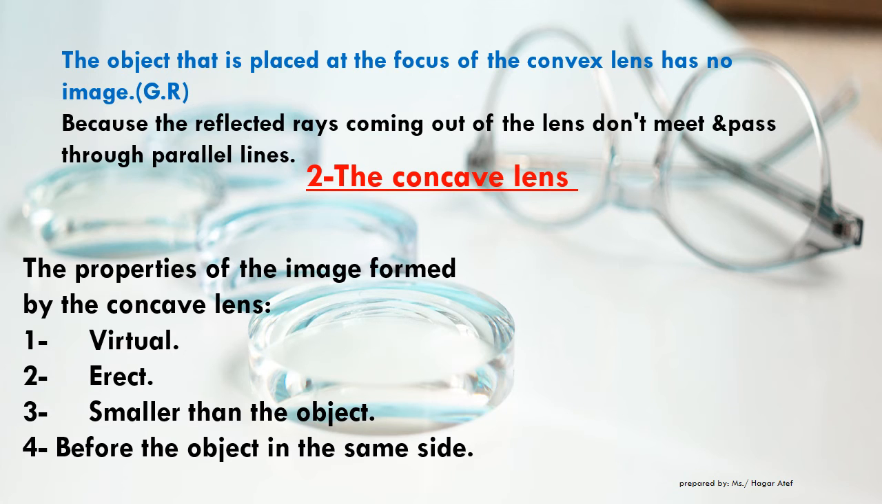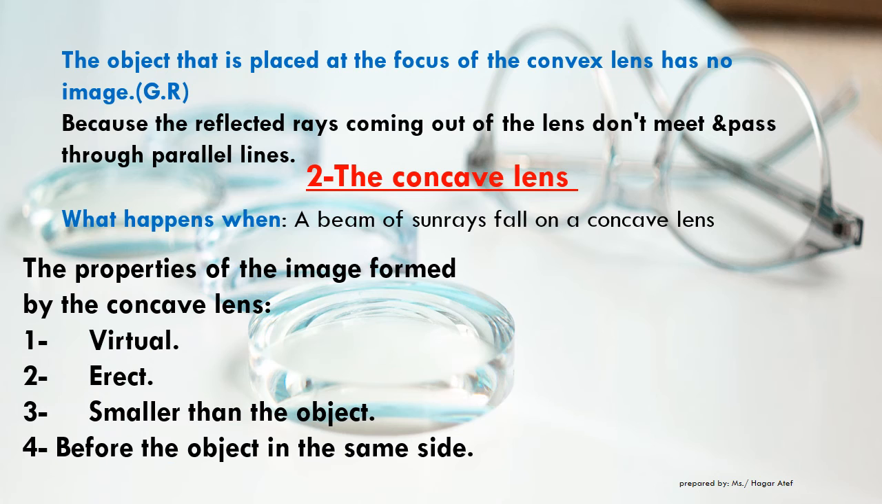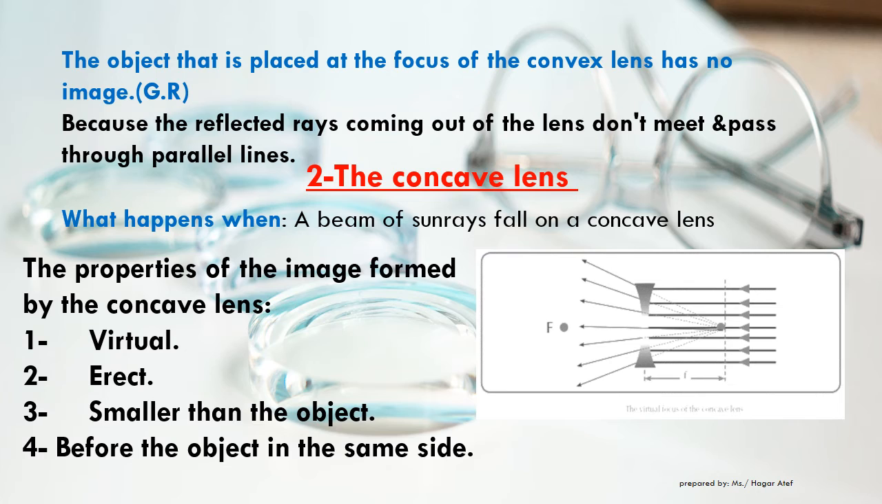Number 2, the concave lens. What happens when a beam of sun rays falls on a concave lens? The properties of the image formed by the concave lens will be virtual, erect, smaller than the object, and before the object on the same side.